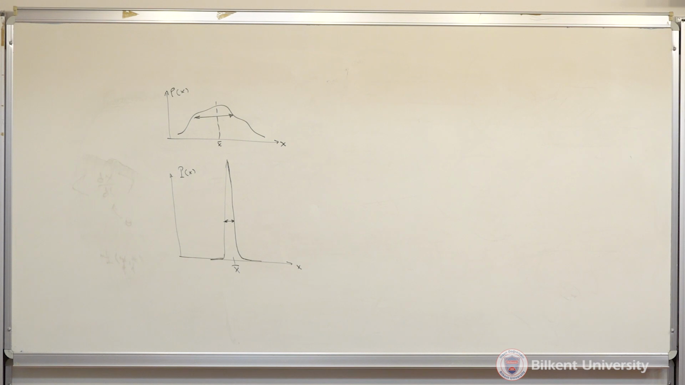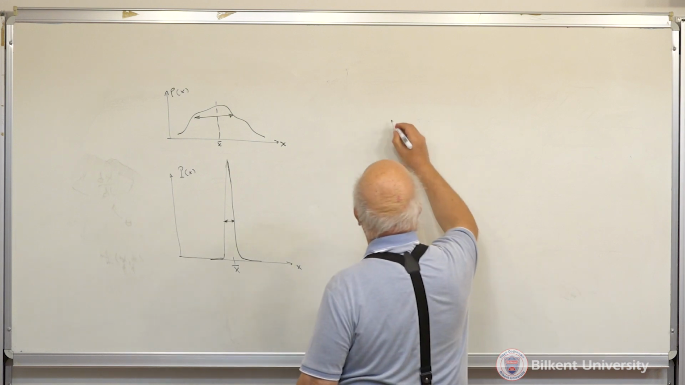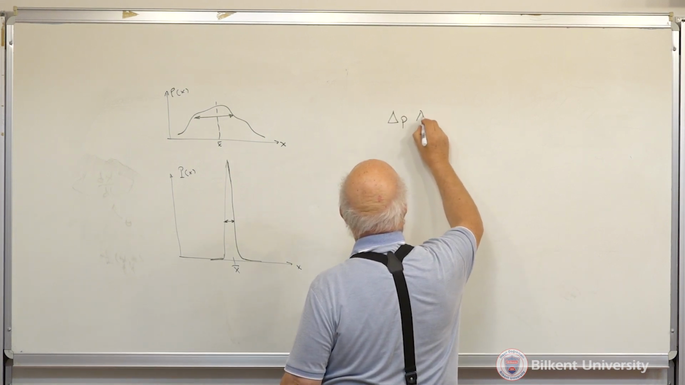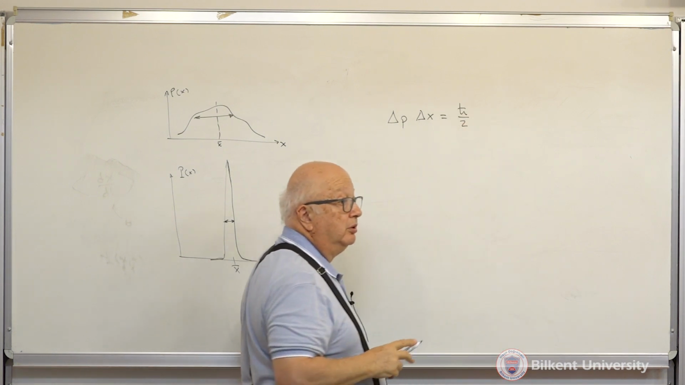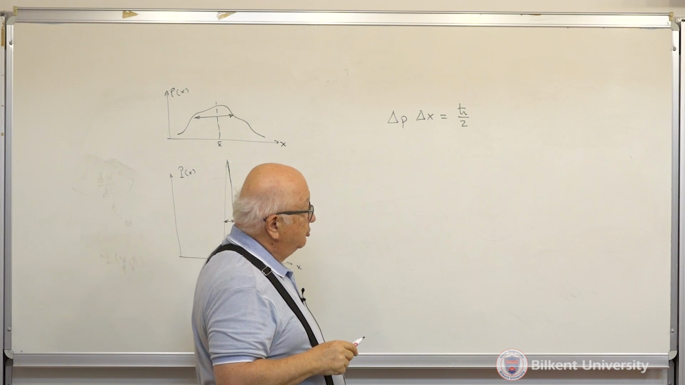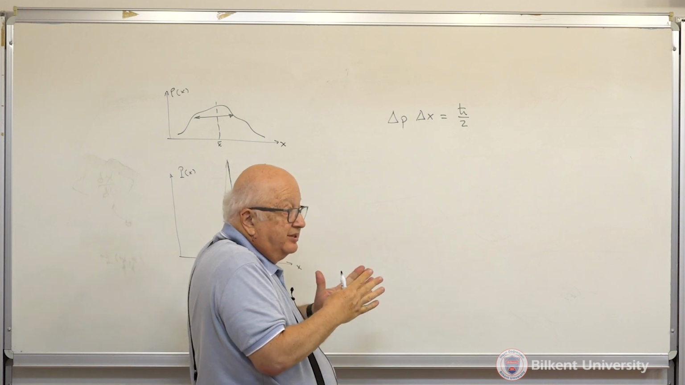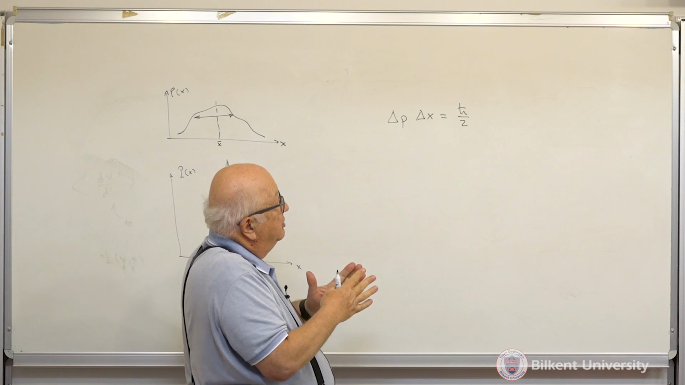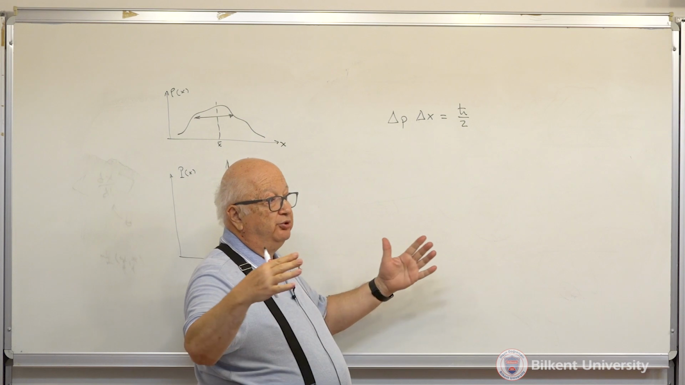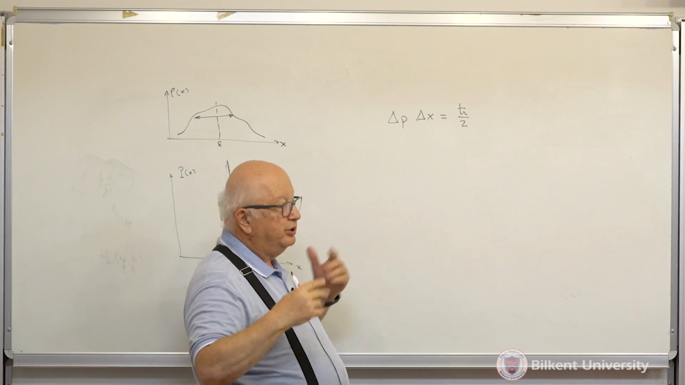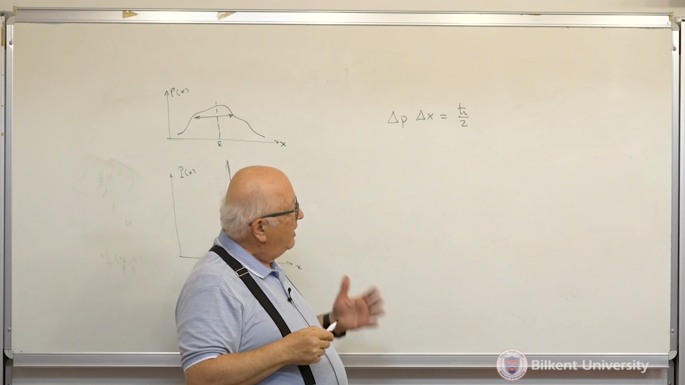Okay, other questions? All right, now one thing that you can notice here is that if I multiply delta p with delta x, I get h bar over 2. So as the wave function gets narrower and narrower, the position uncertainty decreases, but the momentum uncertainty increases, and vice versa. Now, why is this happening?